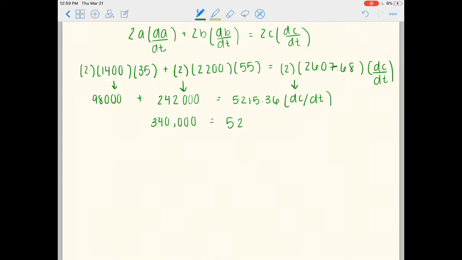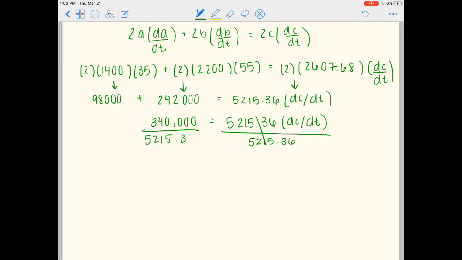340,000 is equal to 5,215.36 dC over dt. We can now isolate dC over dt by dividing both sides by 5,215.36. So by dividing 340,000 by 5,215.36, we get the value of dC over dt to be equal to 65.19 miles per hour.